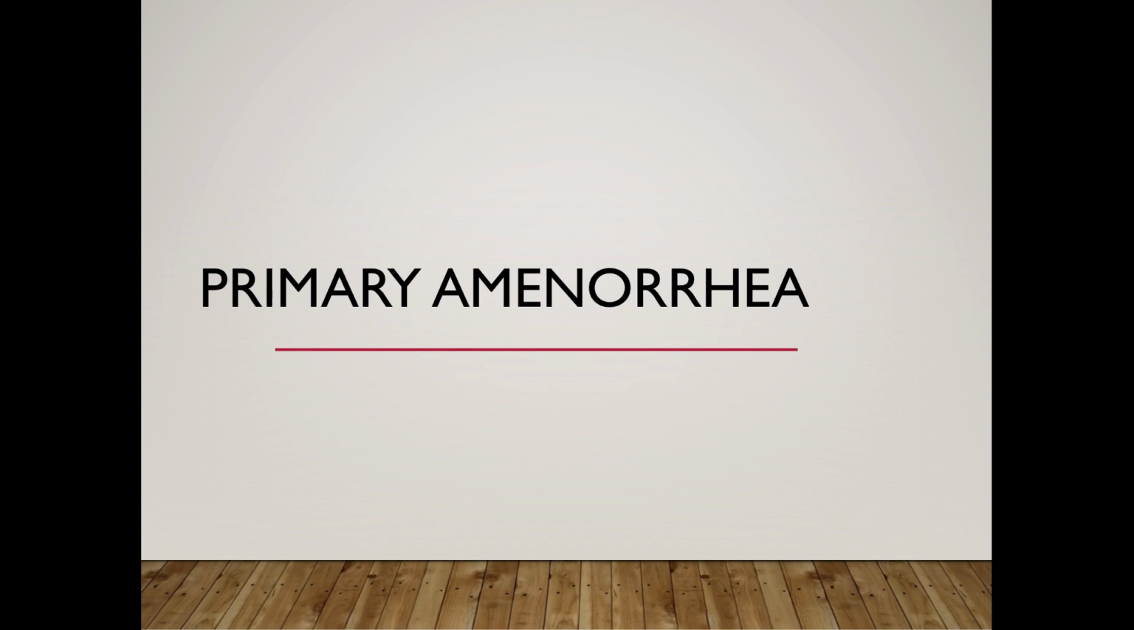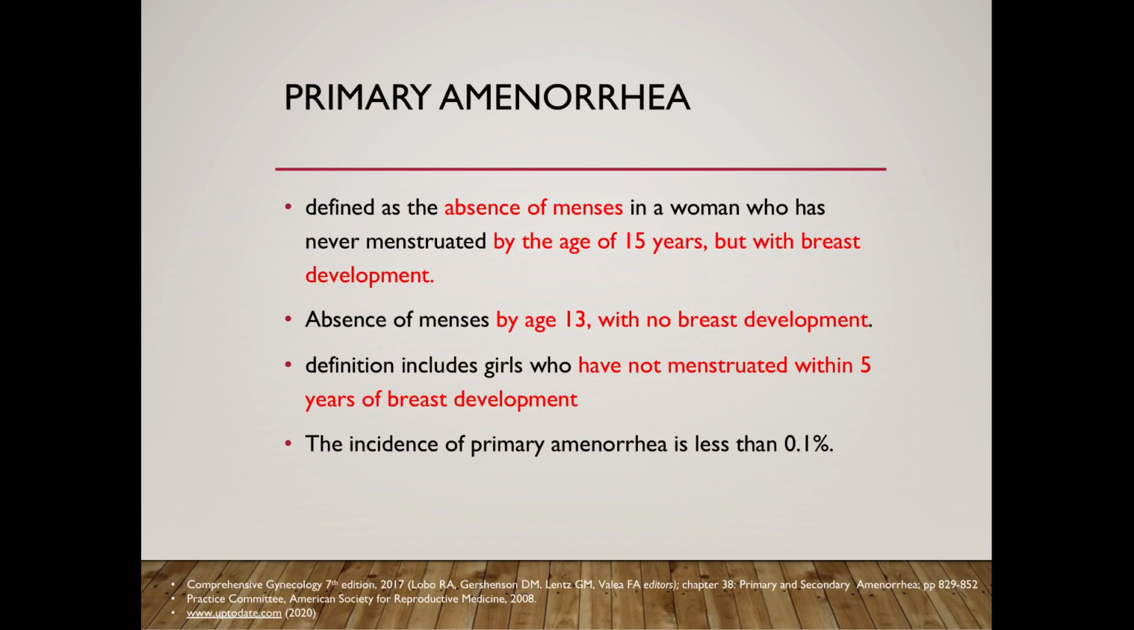So first, let's discuss primary amenorrhea. As I've already mentioned a few slides back, this is defined as the absence of menses in a woman who has never menstruated by the age of 15 years, but with breast development. Also included in this definition are patients who have no menses by the age of 13 with no breast development. The definition also includes girls who have not menstruated within 5 years of breast development.